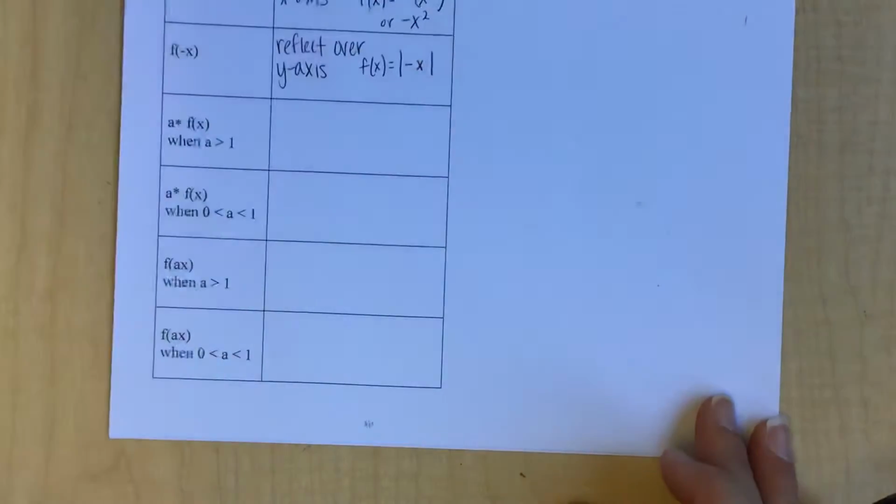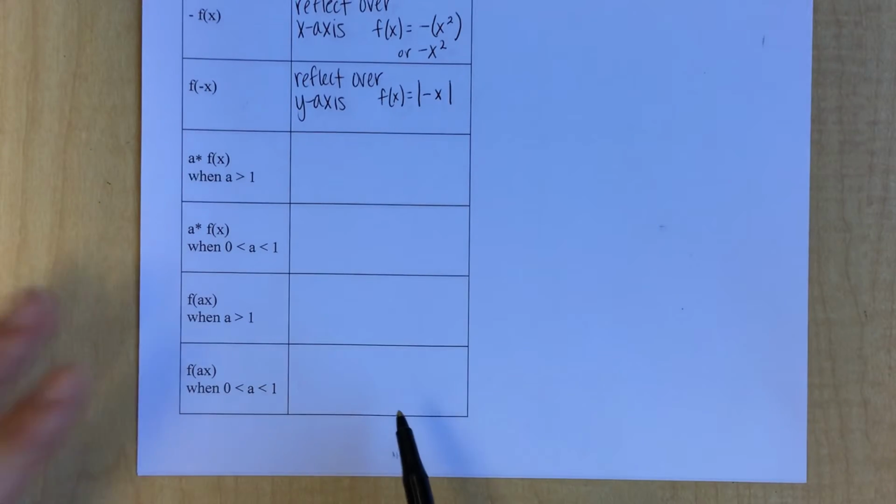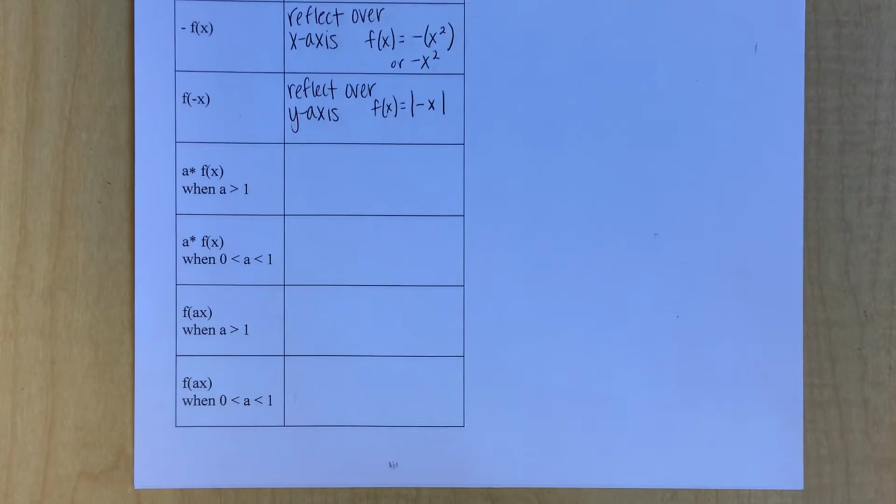All right, if you have this paper, go ahead and grab it out. Make sure you have it, and we'll fill in the rest of this. You can pause the video and find it. And if you don't have this paper, then I would be writing this down in my notebook, or you can print it off. I have it in the folder.